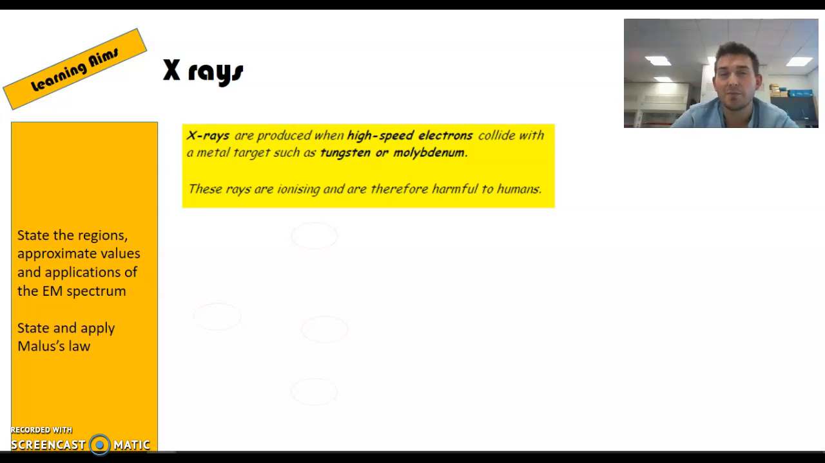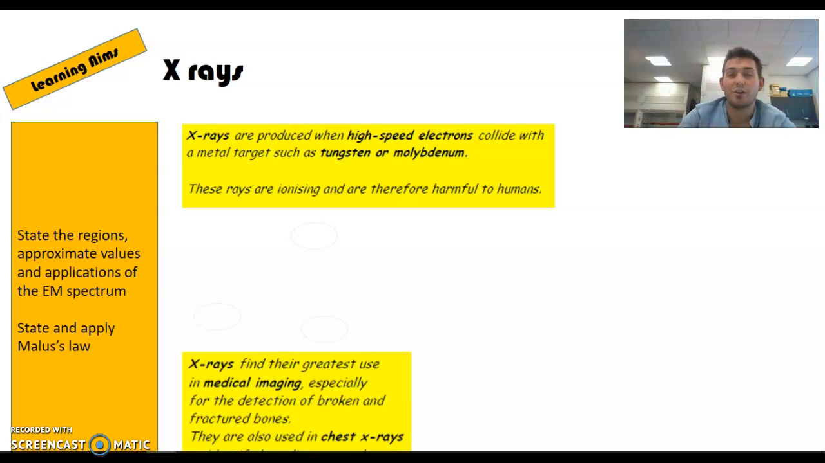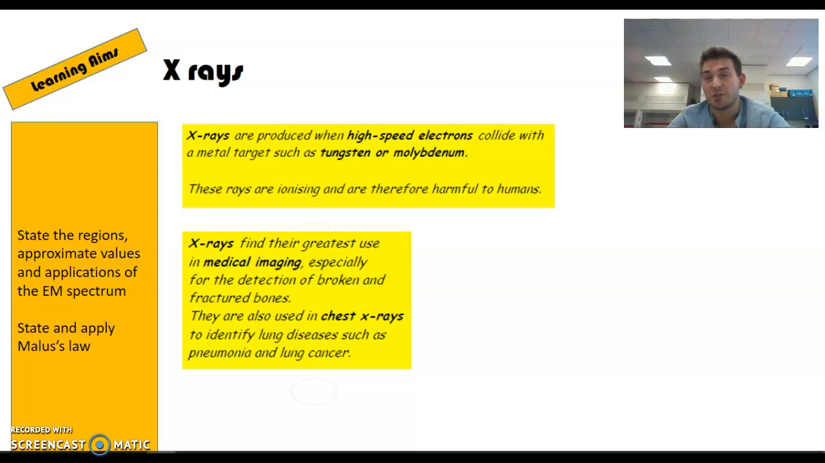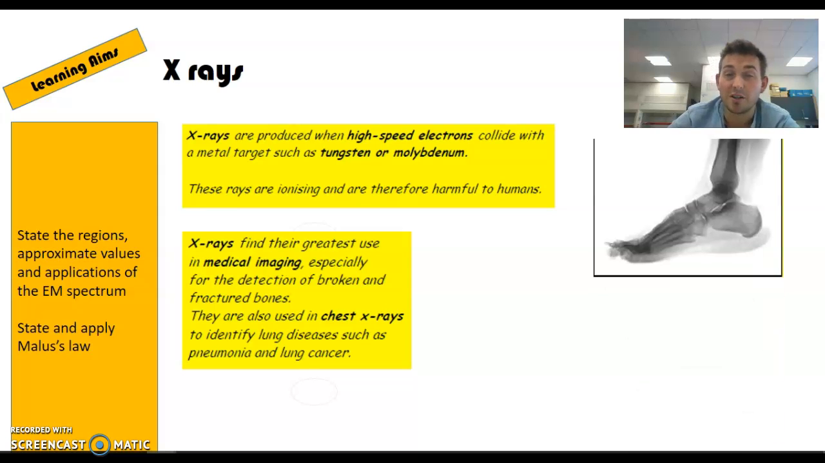X-rays are produced when high-speed electrons collide with a metal target, such as tungsten or molybdenum. So I'll talk you through how those work when we study X-rays at the end of second year. Basically, an electron accelerated really fast slaps into something, and then through some magic physics, X-rays are released. And we use them for imaging, don't we?